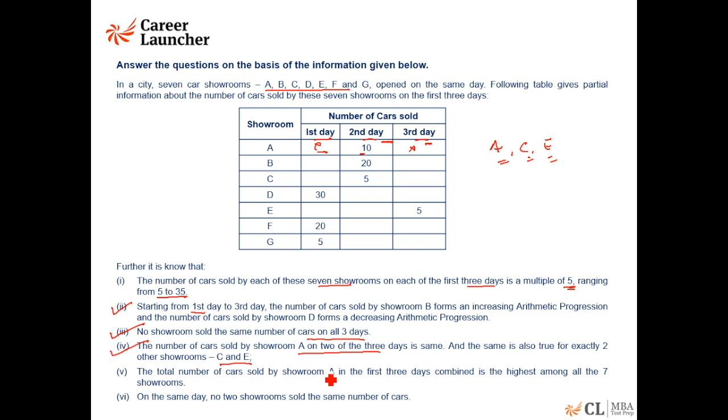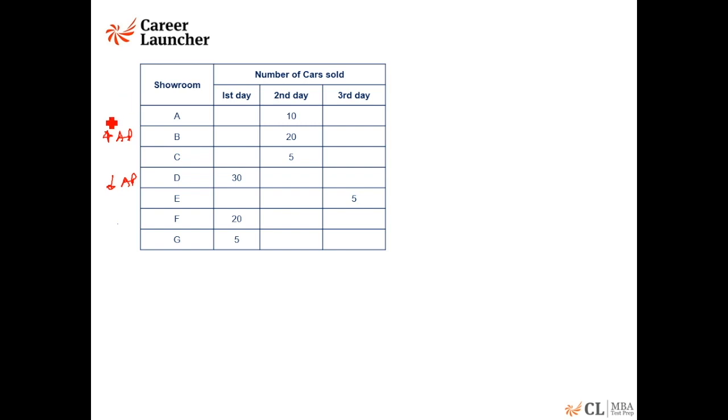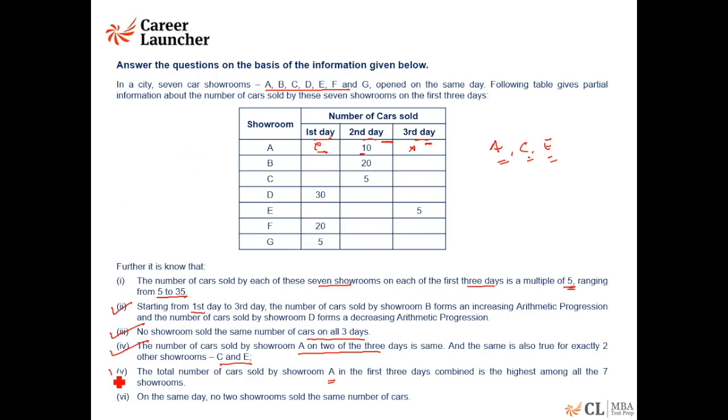The number of cars sold by A on the first 3 days combined is highest among all the 7. So A is the maximum, and hence I should have a column of total also. No 2 showrooms sold the same number of cars on the same day. What does that mean? That means each of the numbers in each column is distinct. Each of them has to be a different number.